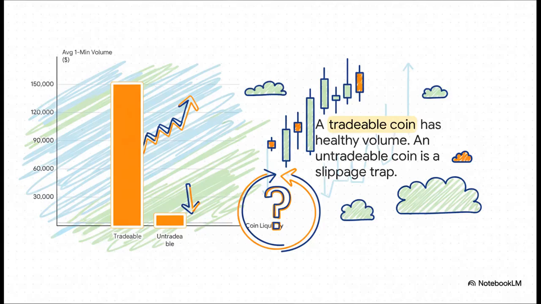And here's what that looks like in the wild. On the left, you see a healthy, liquid, tradable coin. The volume is consistently above our 100K line. That's a game you can play. On the right, you see an illiquid ghost town. The volume is pathetic. That's not a trading opportunity. That is a trap. You just stay away, period.